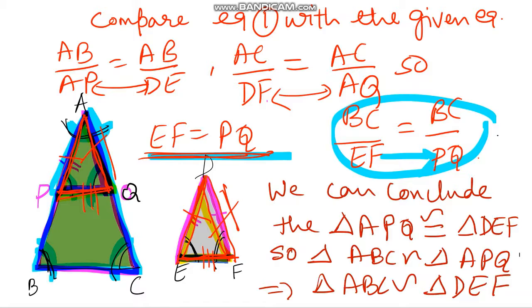And now if the triangles are similar, then we can say that the corresponding angles are equal. Now from here you can say that angle A is equal to angle D, angle B is equal to angle E, and angle C is equal to angle F. Now children, when we get corresponding sides proportional, we can prove that angles are equal.